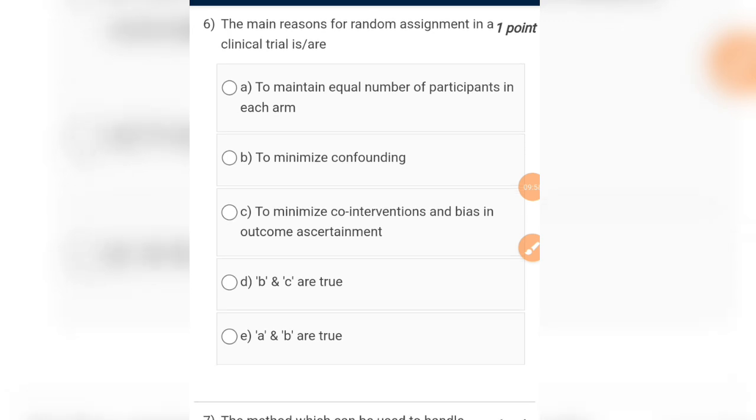Question number 6 is: the main reason or reasons for random assignment in a clinical trial is or are. Option A is to maintain equal number of participants in each arm. Option B is to minimize confounding. Option C is to minimize co-interventions and bias in outcome ascertainment. Option D is B and C are true, and option A is A and B are true. So for question number 6, options B and C are true. That means option D will be correct for this question.